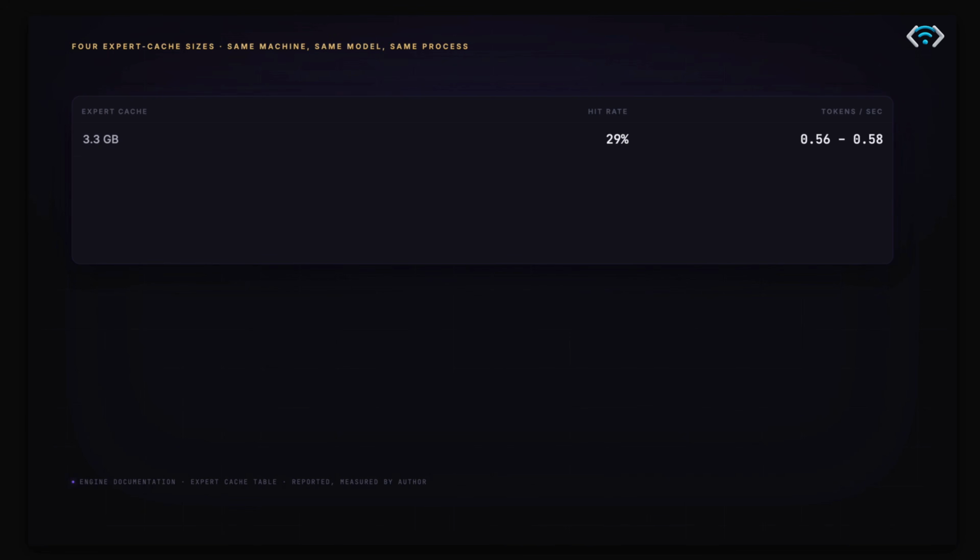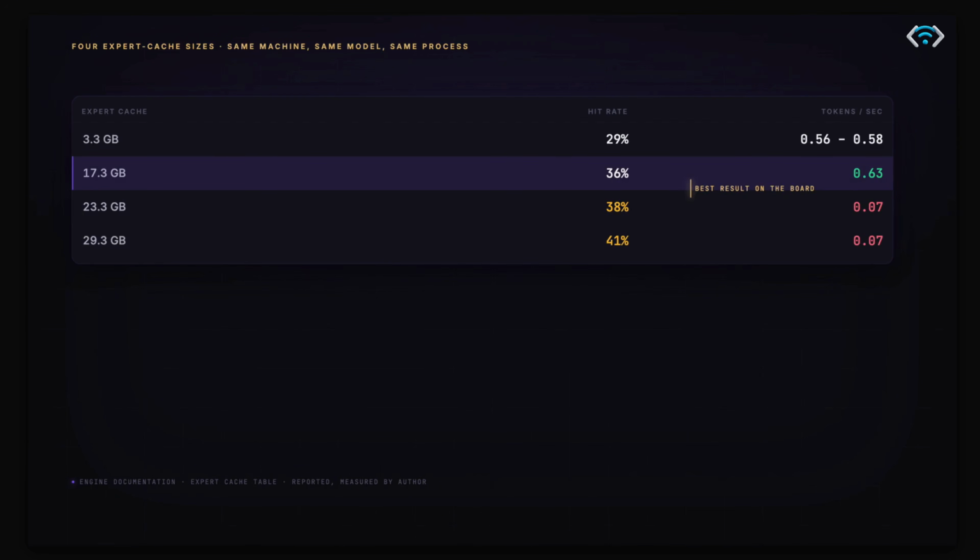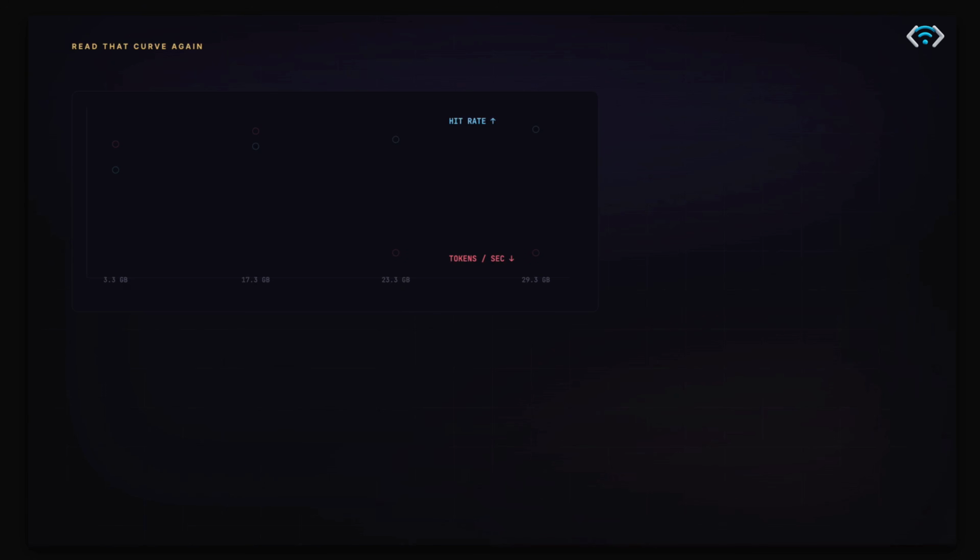4 expert cache sizes. Same machine, same model, same process. I'm going to read you all 4 rows. Cache of 3.3 gigabytes: 29% hit rate, 0.56 to 0.58 tokens per second. 17.3 gigabytes, 36% hits, 0.63. The best result on the board, 23.3 gigabytes, 38% hits. The hit rate went up and throughput falls to 0.07. 29.3 gigabytes, 41% hits, the best hit rate of all 4, 0.07 tokens per second.